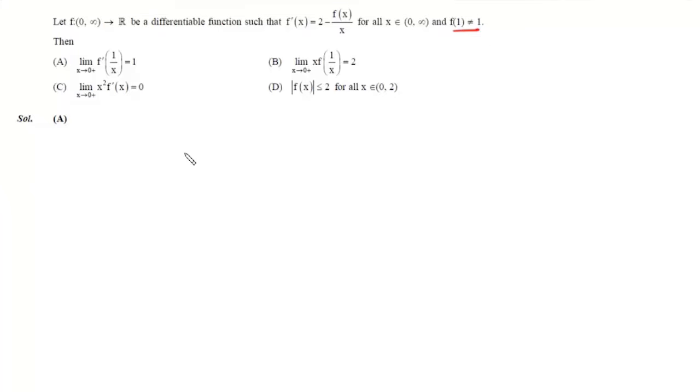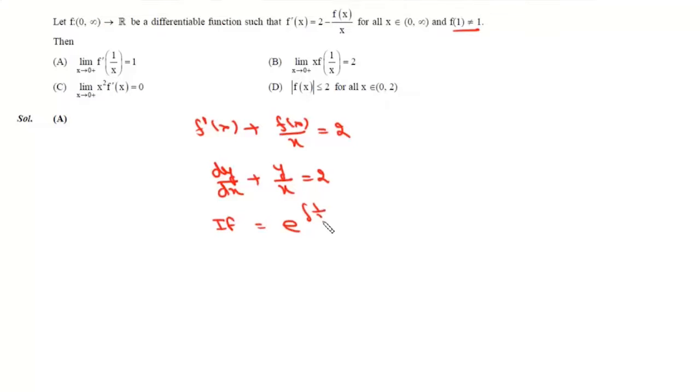Now we can write this as f'(x) plus f(x) upon x, and it is equal to 2. Now this is dy/dx plus y/x equals 2, which is a linear equation in y. So in this we'll calculate the integrating factor, which is e to the power integral of 1 upon x dx, and which is e to the power log x, which is nothing but x.